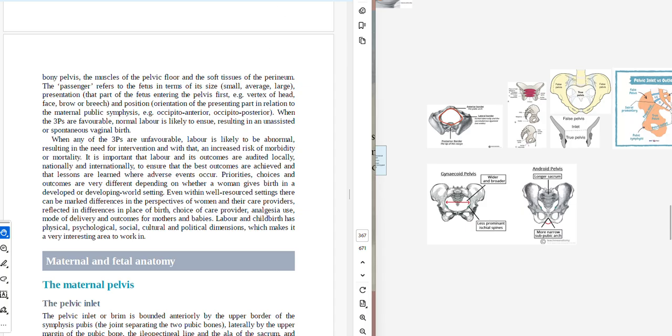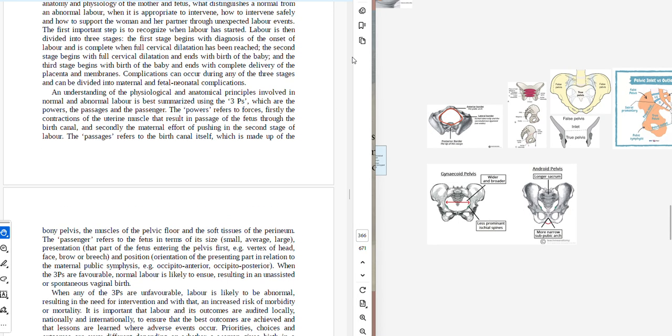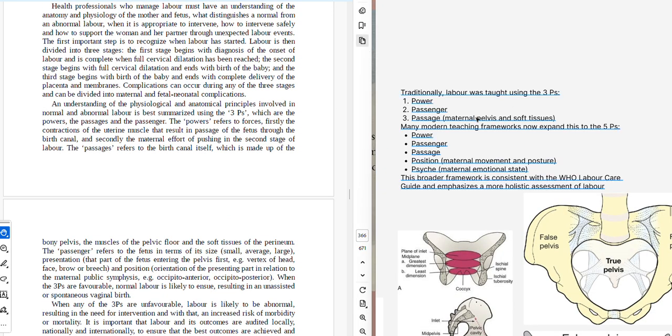Okay, let's stop here and try to understand these three P's. Now, according to the 2025 WHO Labor Care Guide Implementation Resource Package, traditionally labor was taught using these P's, but modern teaching frameworks now expand this to five P's. Let me just put this down here because this is very important. So, modern teaching methods. Traditional labor was taught using the three P's, the power, passenger, and passage.